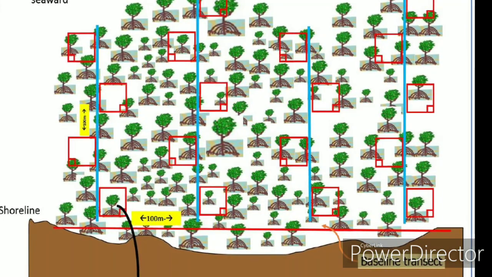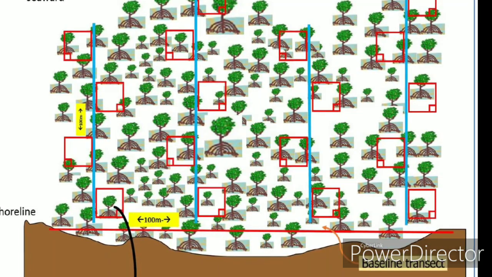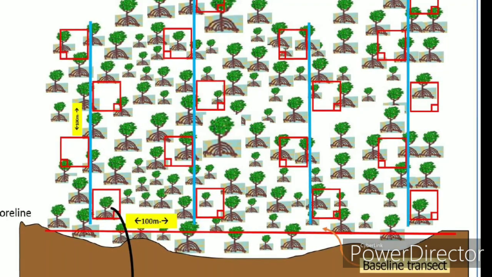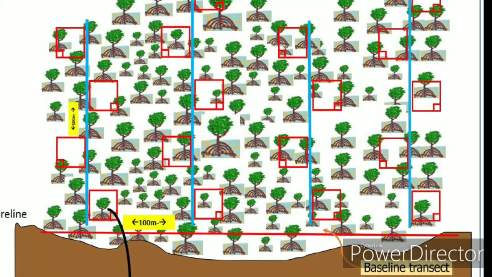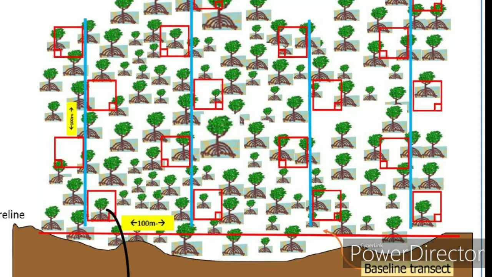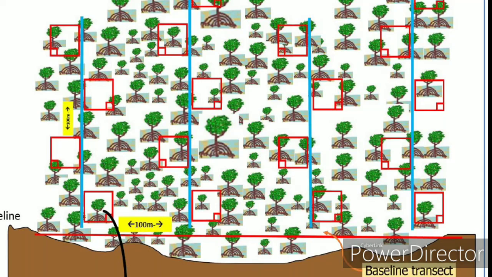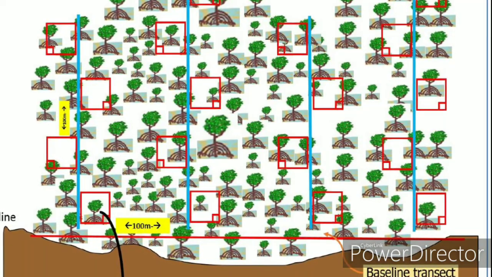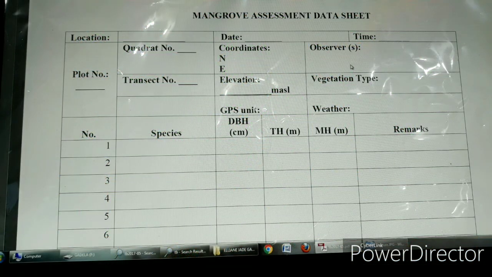So first, we established the baseline transect depending on the length of the existing mangrove cover. And then, we established another transect perpendicular to the baseline transect. We established quadrants adjacent to the perpendicular transect line. Those quadrants have a distance of about 10 meters from each other. All the present mangrove species were listed and determined using field guides.